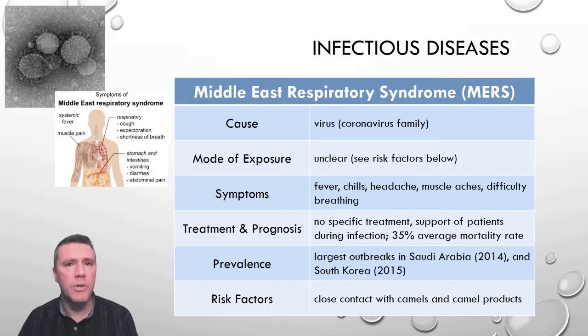Like SARS, there is no specific treatment beyond the support of the patients during the infection. But unlike SARS, MERS had a mortality rate of about 35%. There is limited evidence of the sustained spread of MERS from person to person, and although it is still unclear, it is believed that the virus is transmitted from camels to humans.